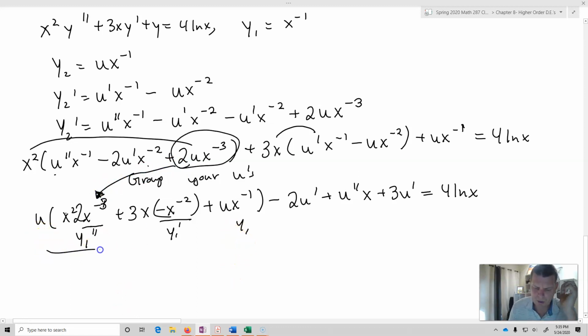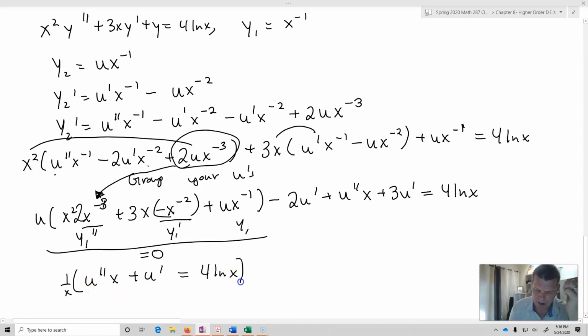So that means that this whole term all equals 0, as y1 is a solution to the homogeneous differential equation. It's going to end up equaling 0. So what we're left with is u double prime x plus u prime equals 4 ln of x. Then I'm going to divide through by x, so I'm going to divide by 1 over x on both sides, and that's then going to give me u double prime plus 1 over x u prime equals 4 over x ln of x.